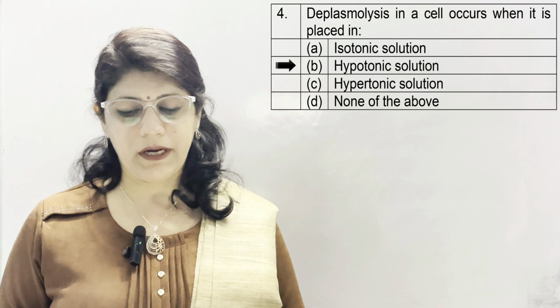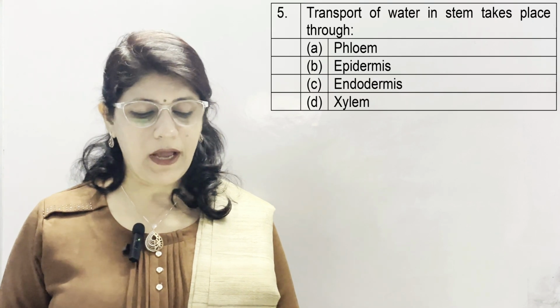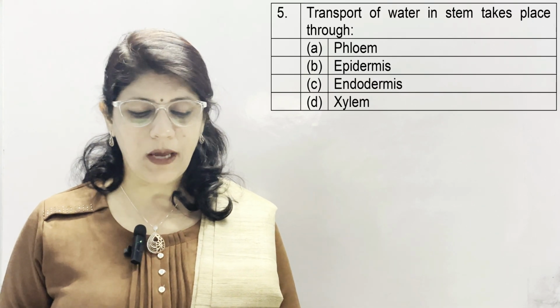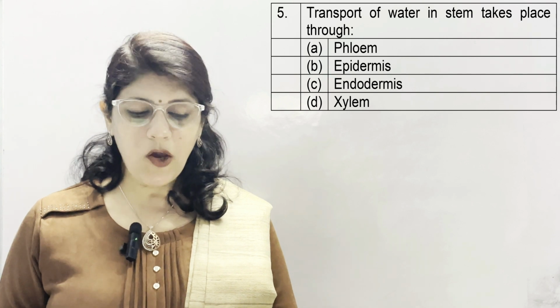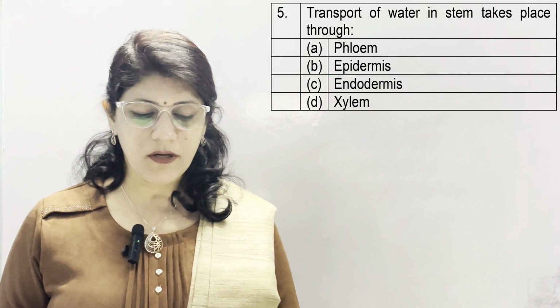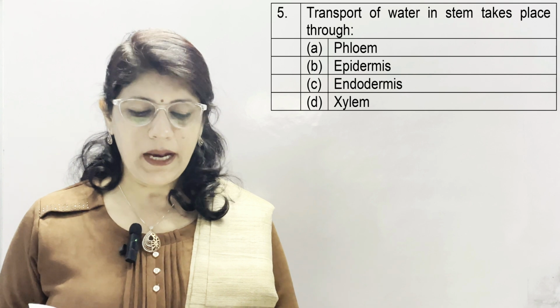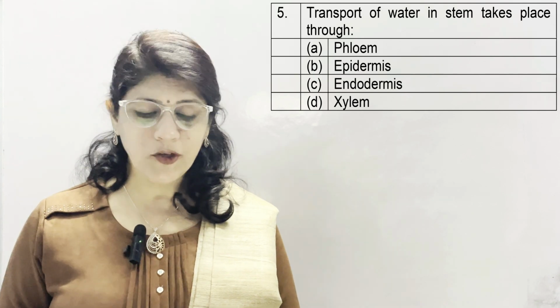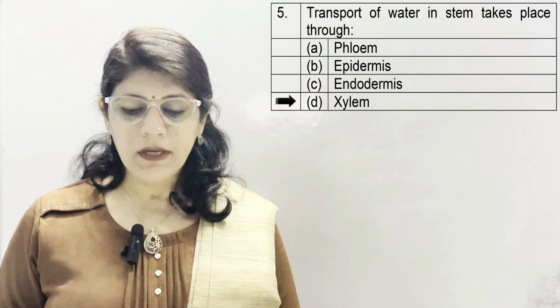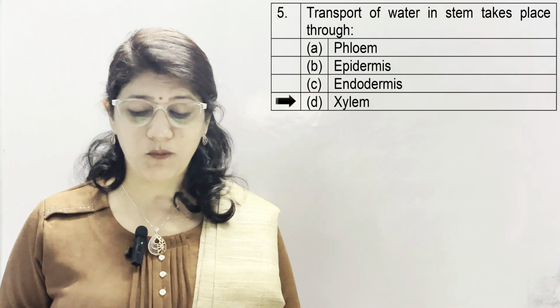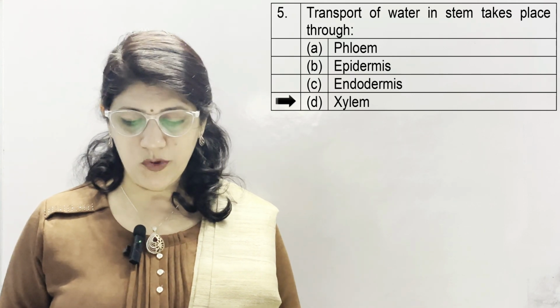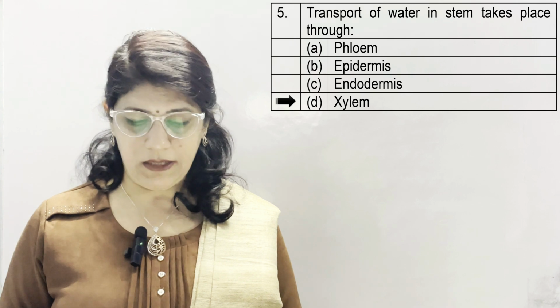water outside the cell. In question number 5, transport of water in stem takes place through A, phloem, B, epidermis, C, endodermis, and D, xylem. And the correct option is D, xylem. These specialized tissues transport water absorbed by roots to the various parts of the plant.